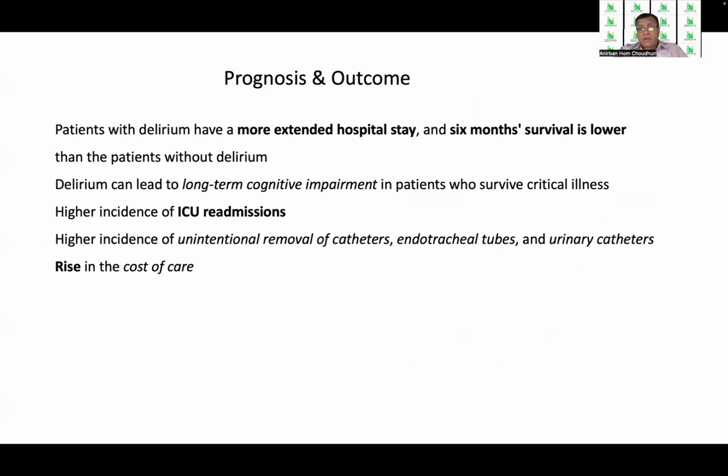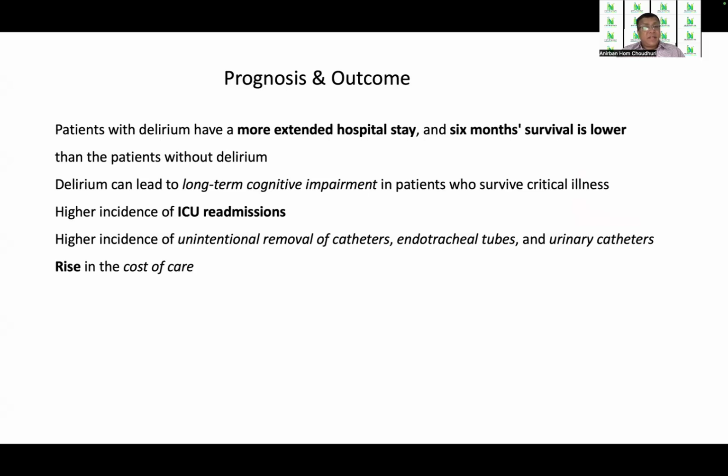So what is the prognosis? How does the course of the disease get affected by the occurrence of delirium? Now, patients with delirium have a more extended hospital stay, and their 6-month survival is lower than patients without delirium, but their long-term cognitive impairment is much higher. And even if they survive, they can develop some cognitive deficits. So their quality of life is going to be affected and it may become poor. These patients also have more frequent ICU admissions, and therefore they get repeated exposure to a lot of resistant bugs where antibiotics fail to work.